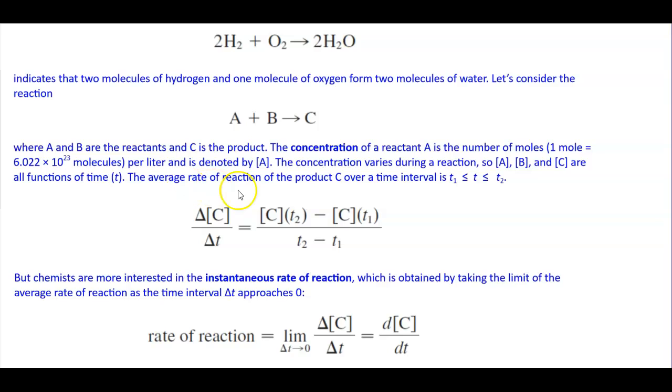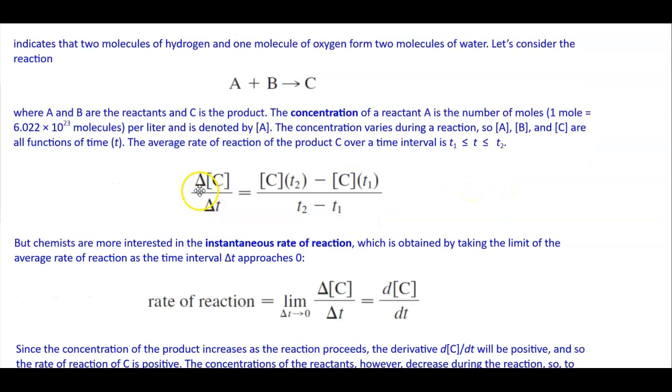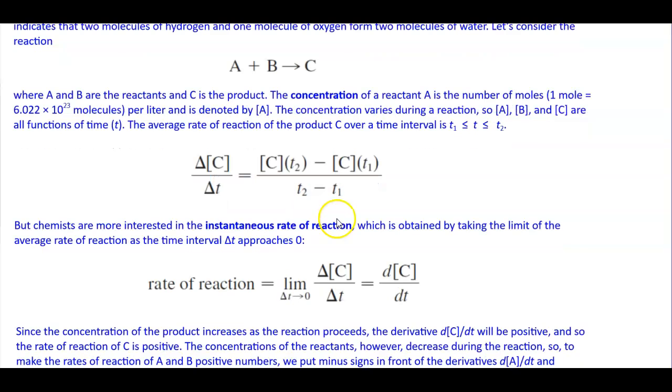The average rate of reaction of the product C over a time interval, where t is in between t1 and t2 inclusive. Now, the change in C over the change in t is equal to the following. We have C of t2 minus C of t1 divided by t2 minus t1.